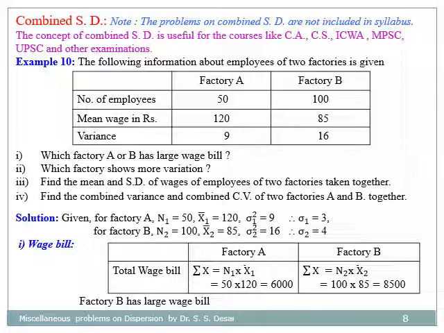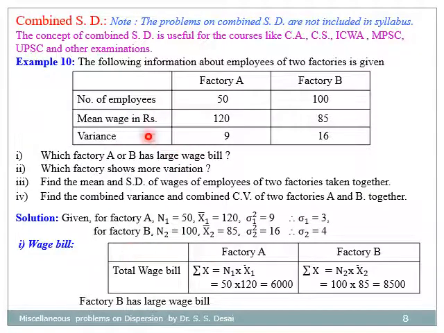The following information about employees of two factories is given: factory A, factory B, number of employees, mean wage and variance. Based on this given data, they are asked to find which factory A or B has large wage bill. Second, which factory shows more variation. Third, find the mean and standard deviation of wages of employees of two factories taken together. And fourth, find the combined variance and combined CV of two factories together.